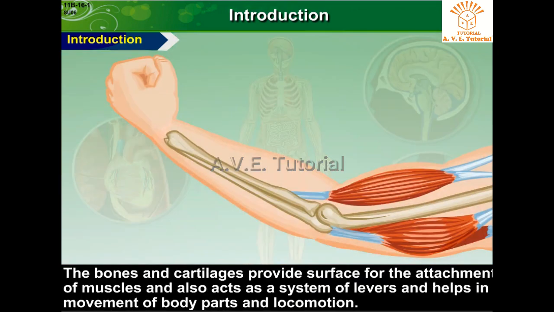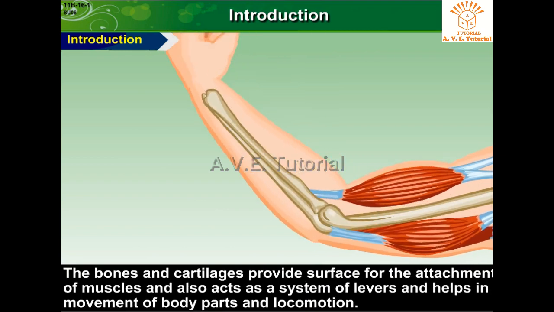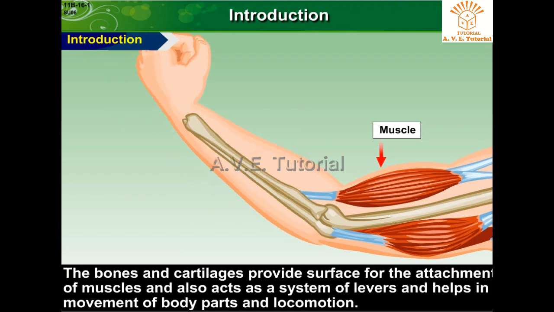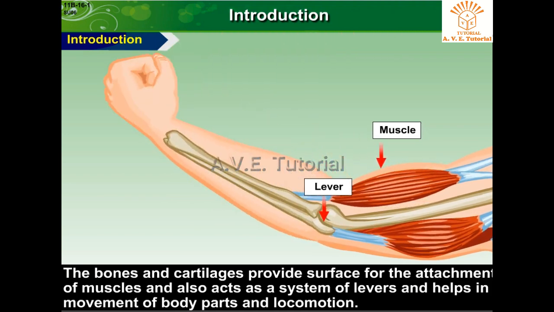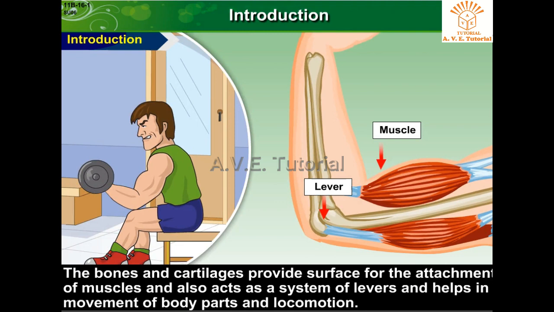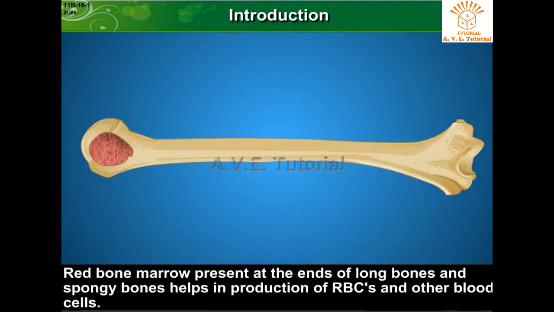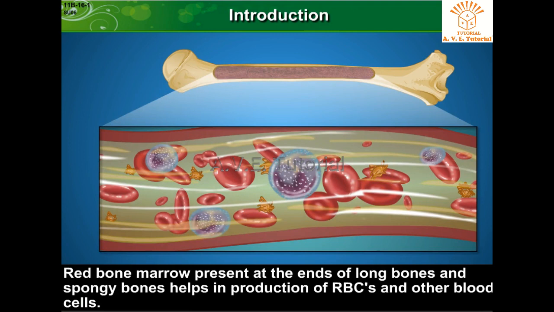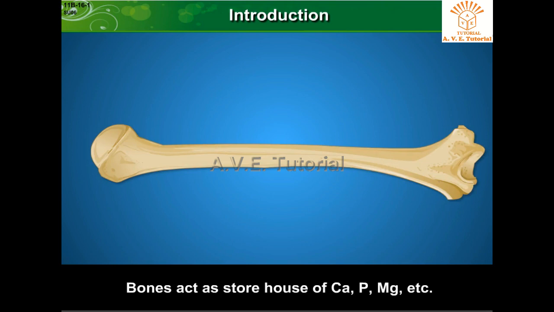The bones and cartilages provide surface for the attachment of muscles and also act as a system of lever and help in movement of body parts and locomotion. Red bone marrow present at the ends of long bones and spongy bones help in production of RBCs and other blood cells. Bones act as storehouse of calcium, phosphorus, magnesium salts.